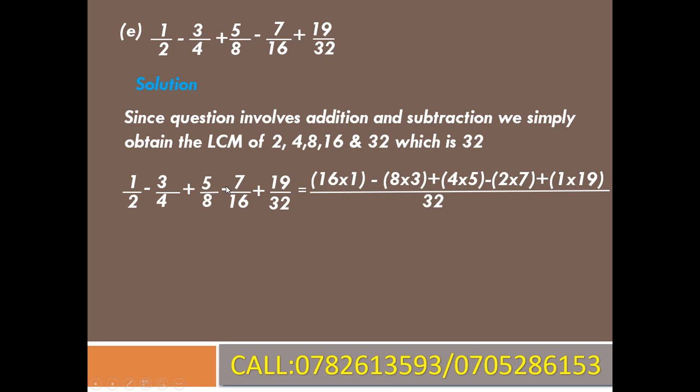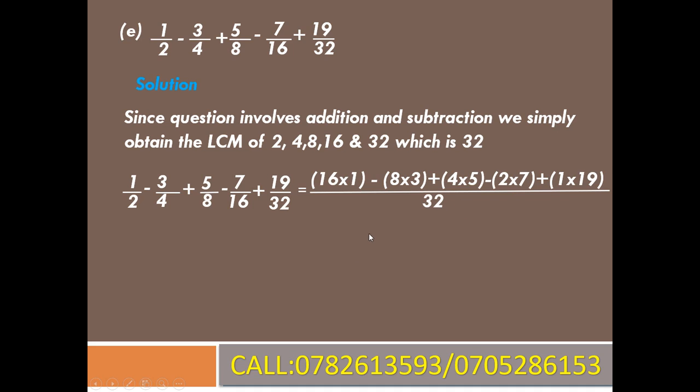We keep the sign minus. So 32 divided by 16 is 2 times 7, which is actually here. Add, because this is an addition, plus, which is the same here. So 32 divided by 32, 1 times 19. So these values are actually coming from this.